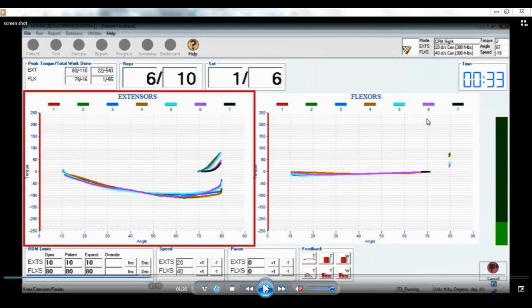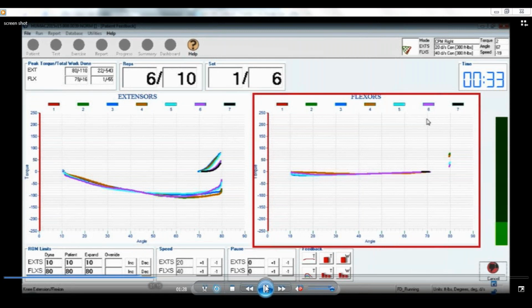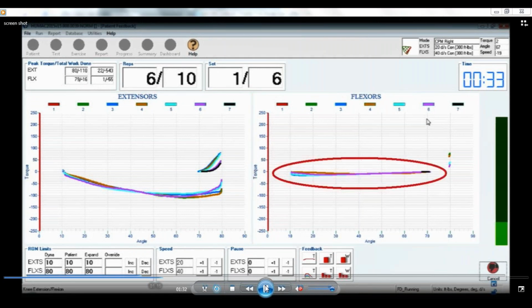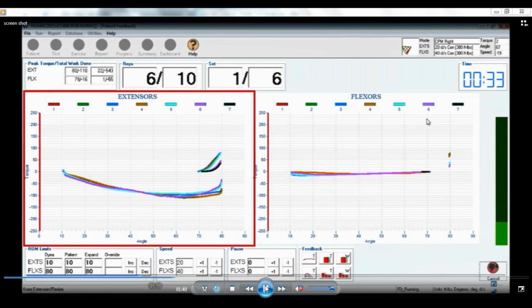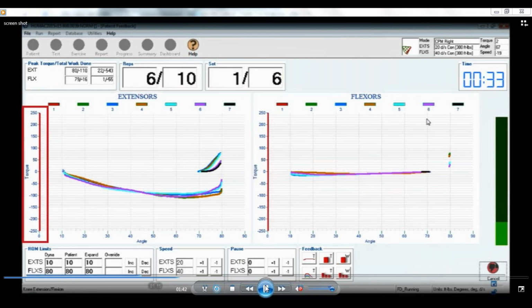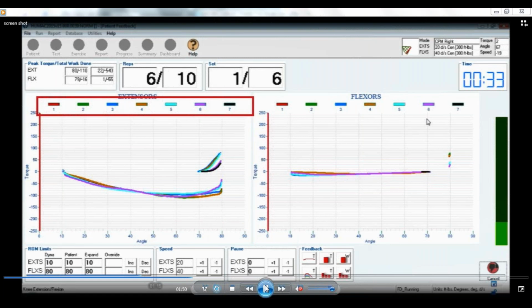The extensor box, or the quads, is on the left and the flexor, or hamstring, is on the right. These are the torque lines for the hamstrings, but for this set we're working the quad, so we can ignore these for right now. So back over to the quad side. The y-axis is looking at the torque and the x-axis is looking at the joint range of motion. These colors across the top of the screen indicate which rep lines are which color.